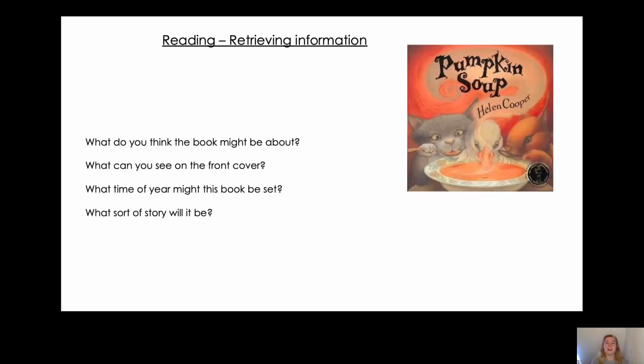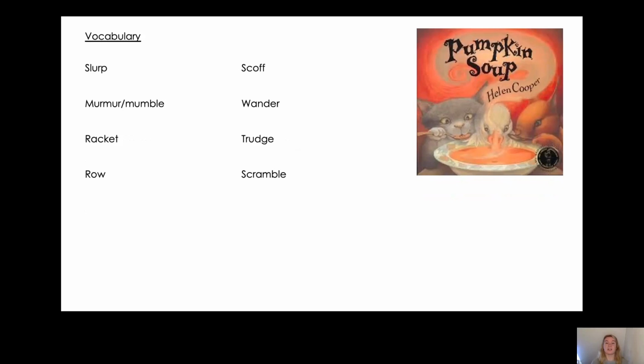Okay, Year 2, how did you get on with your predictions? In a bit, we'll be able to see if you were right. Now, before we do that, we're going to look at some vocabulary that you will come across in the text. Now, you might have seen some of these words before and you might know what they mean. But if you don't, worry, because we're going to go through them together.